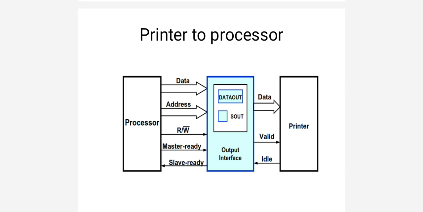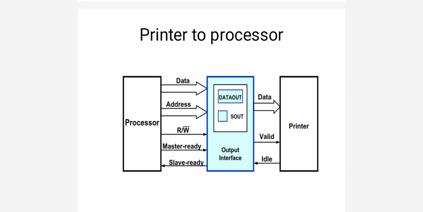Clear? So output interface in the case ആണ് നമ്മൾ പറഞ്ഞിരിക്കുന്നത്. By using parallel port, printer to processor connection, printer and a processor, in between there is an output interface. Output interface contains two registers, data out register and S out register. Data out register, which is used for storing data, and S out, which is used as the status flag register. Okay, S out is equal to 1 means printer is ready to accept the character. When S out is equal to 0 means the processor loads the data into the data out register.